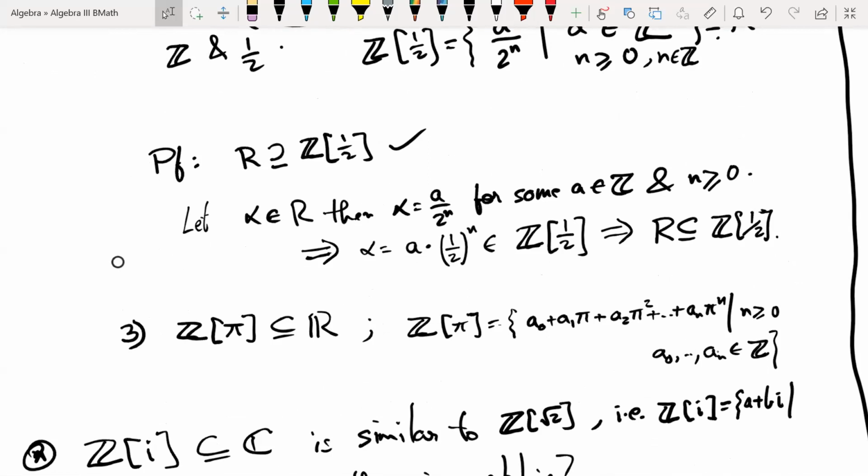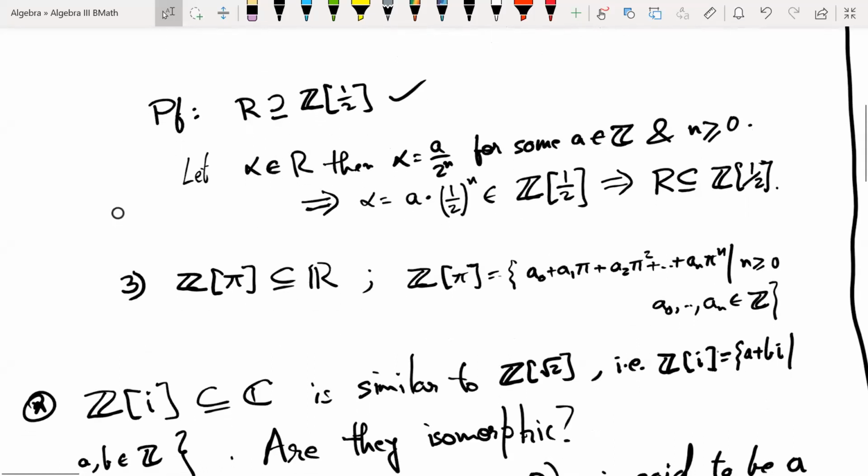Like Z[√2], that was a subring of R, but R is a subring of C, so it's also a subring of the complex numbers. So both of them are subrings of C. And the question is, it's intuitively clear that Z[π] and Z[1/2] and Z[√2] are very distinct subrings, meaning they are non-isomorphic. But what about Z[i] and Z[√2]? Are they isomorphic? No, they are not.